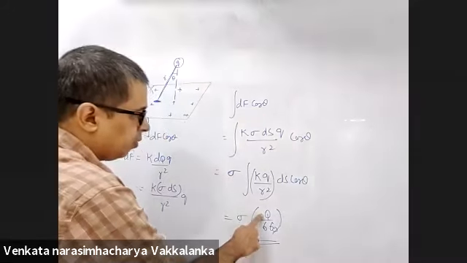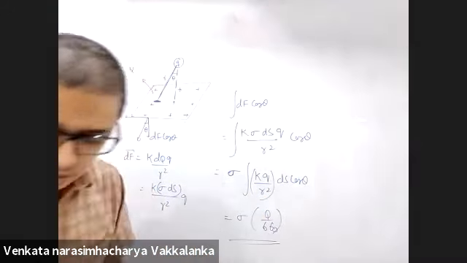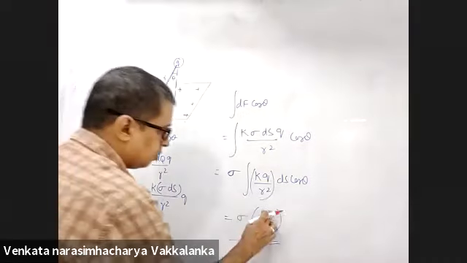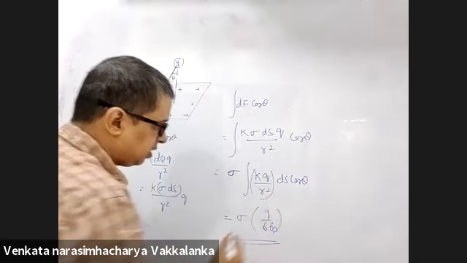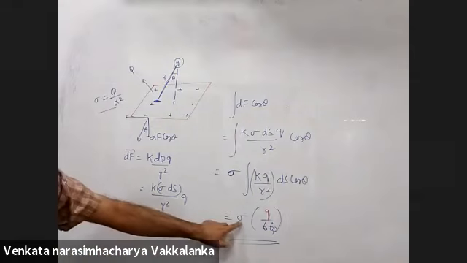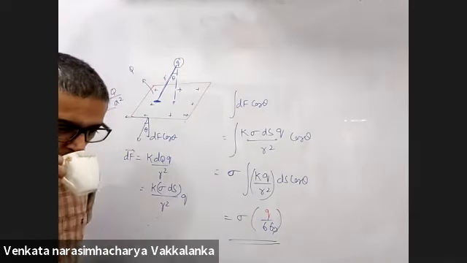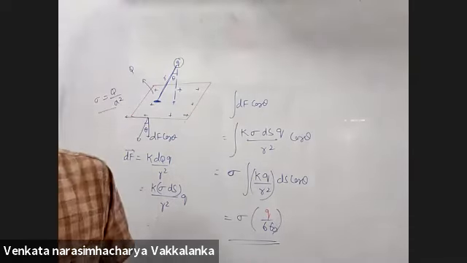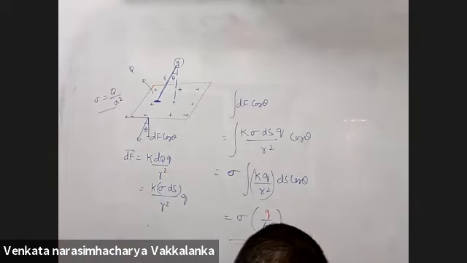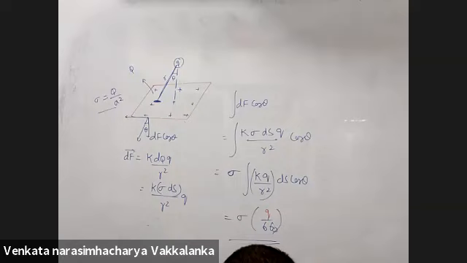Sorry, here it is small q. This will be small q by 6 epsilon naught. Small q, right? From here it is small q. By chance I carried it down as capital. Sigma is capital Q by A. I am yet to deal with self energy of the system. That is the last subtopic in electrostatics.